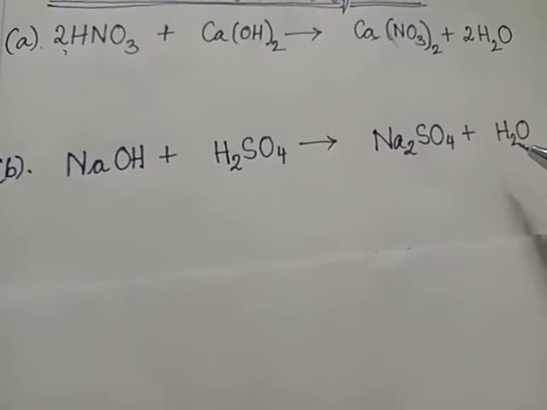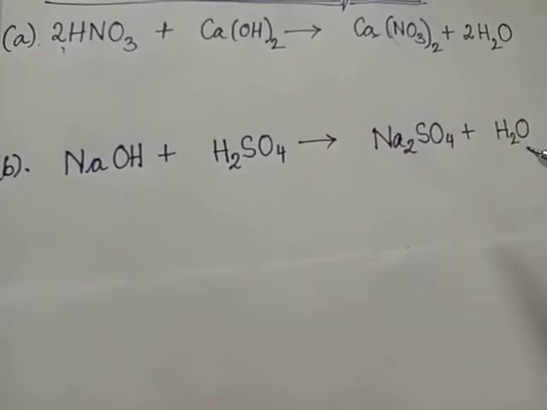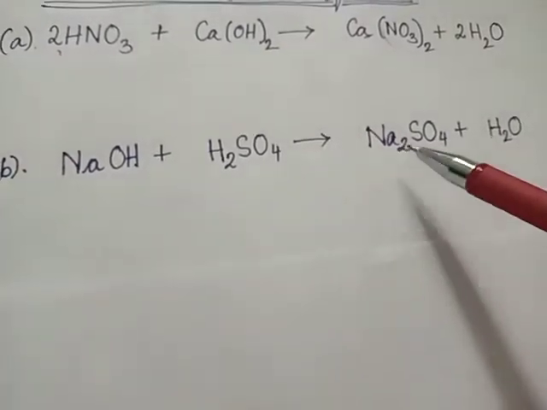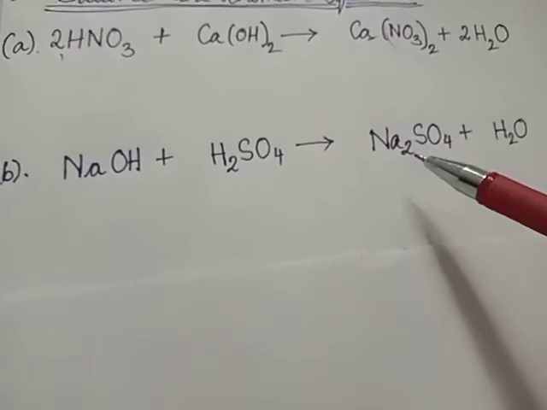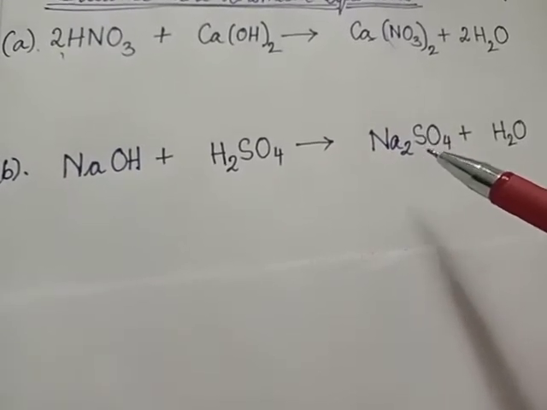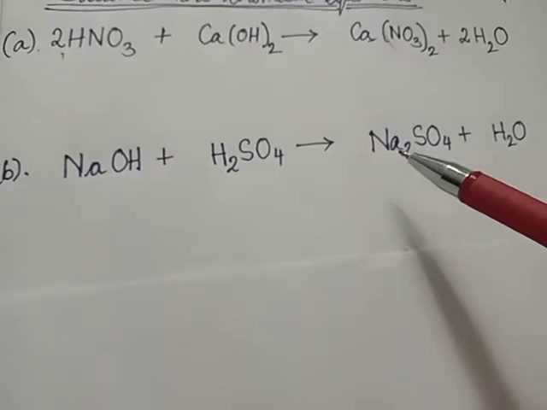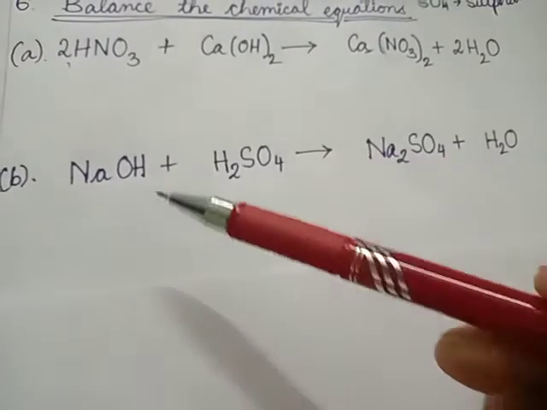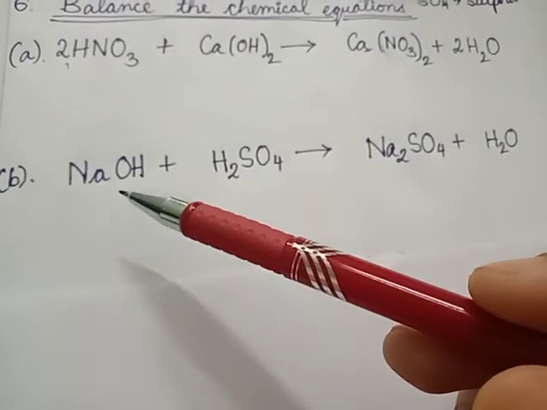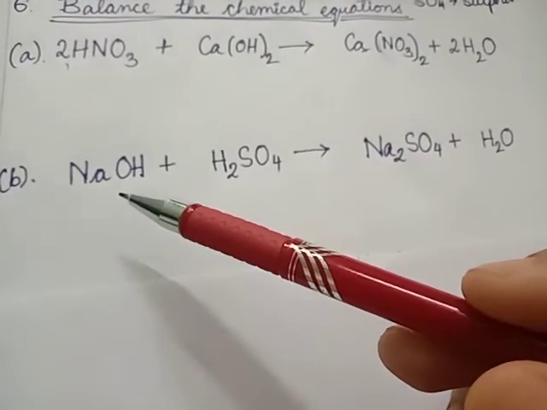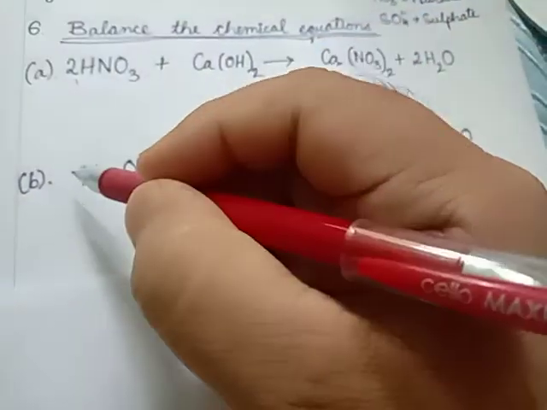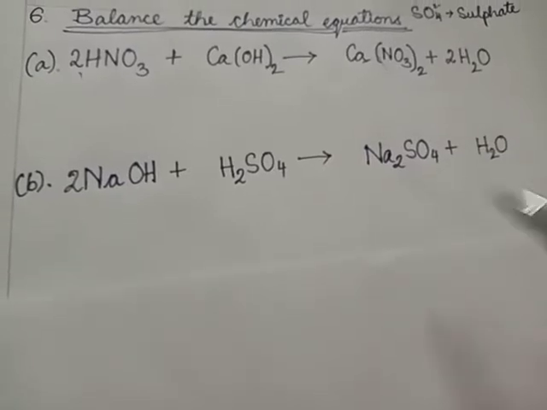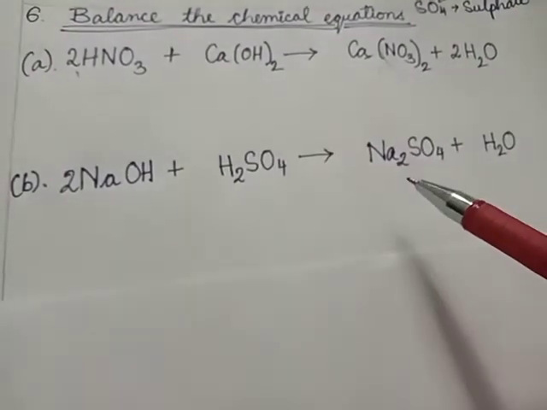Now again we start from the compound which has the highest number of atoms. Of course, here these 2 substances have the highest number of atoms, and the number of atoms in them is equal. So we check and find that here there are 2 atoms of sodium, and here there is only 1 atom of sodium. To balance the number of sodium atoms, we can put a number 2 here. So the number of sodium atoms on both sides of the equation is now balanced.